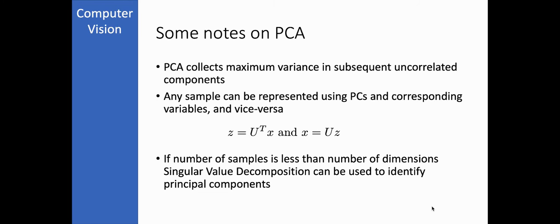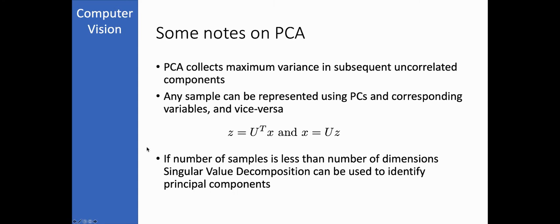So some notes. PCA collects maximum variance in the subsequent uncorrelated components. And in a sense, any sample can be represented using the principal components and the corresponding variables, and vice versa. So I can compute the new variables, the new representation of my data, simply by projecting my data samples onto my principal components. Or I can represent any data sample by simply projecting the new variables onto the principal components, but this time onto the principal components, while the first one was the transpose of the principal components.